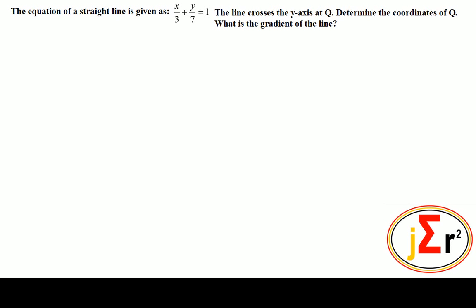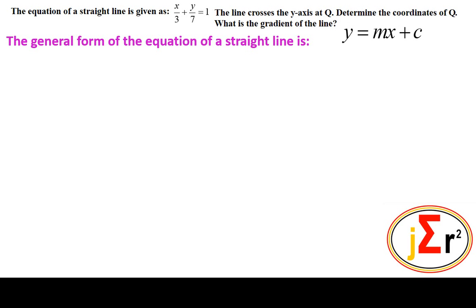First of all, if the line crosses the y-axis at Q, then we call Q the y-intercept. And of course, we'll take a look at the finer details of what the gradient of the straight line represents. The general form of the equation of a straight line is y is equal to mx plus c. That is your general form of the equation of a straight line. There's no secret.